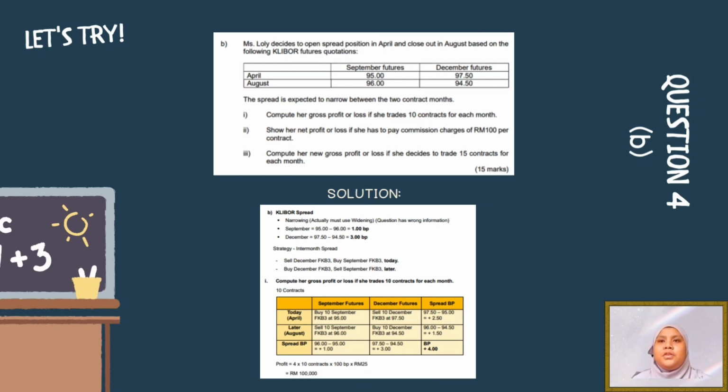Compute her gross profit or loss if she trades one contract for each month. September future: today, April, buy 10 September FKB3 at 95, and later in August sell 10 FKB3 at 96. December future: today, April, sell 10 December FKB3 at 97.5, and later in August buy 10 December FKB3 at 94.5. Spread in basis points: 96 minus 95 is 1 basis point, and 97.5 minus 94.5 is 3 basis points. Total is 4 basis points.